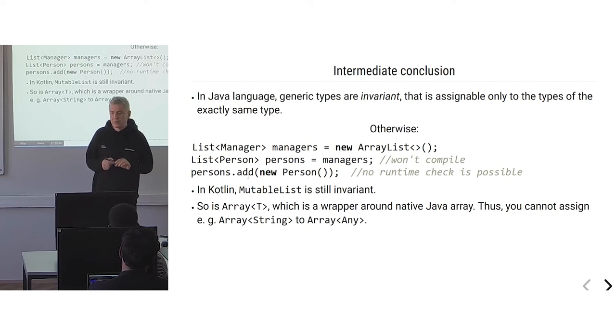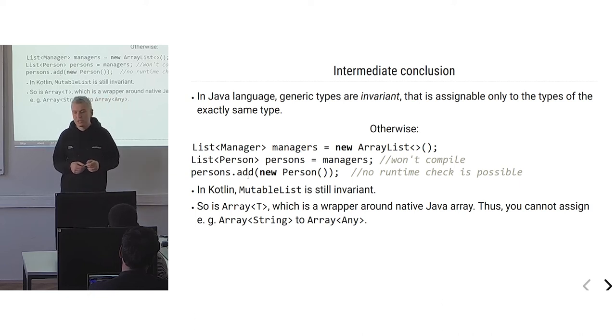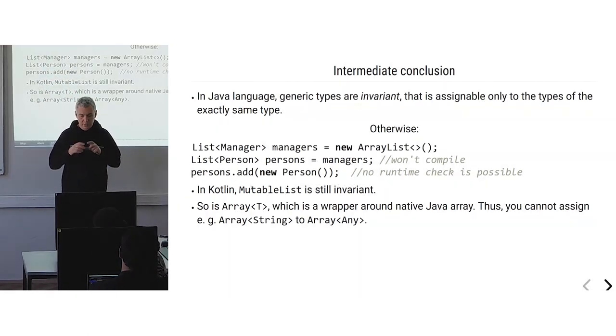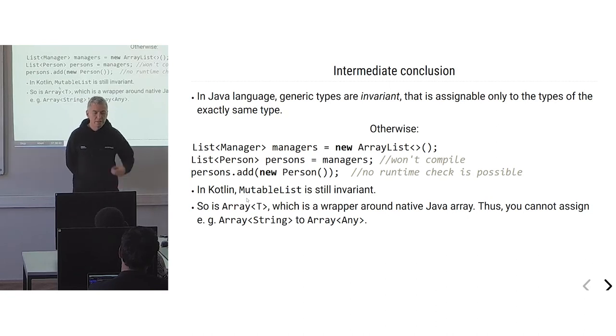By the way, if we are talking about Kotlin, in Kotlin there is no such thing as an array. They have a special wrapper, say, Array<T>. So they don't have native arrays like we do in Java. They have the special class Array<T> for this. And this wrapper is invariant also. Just for you to know.